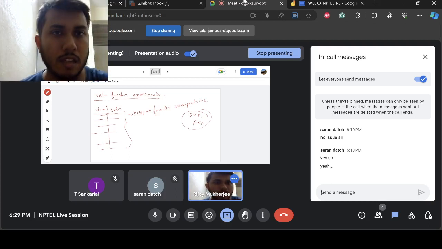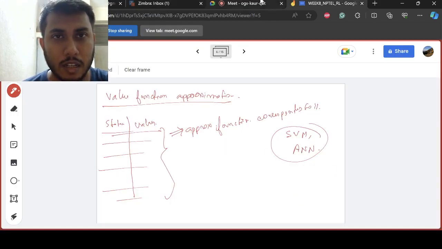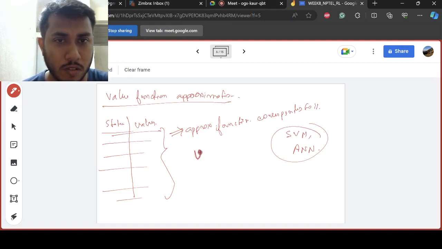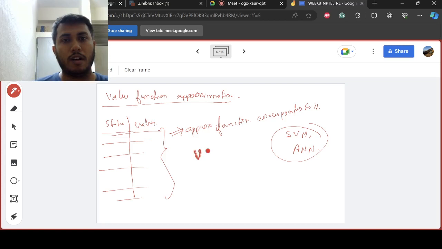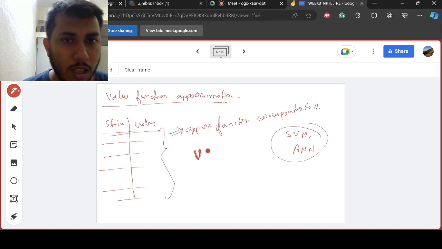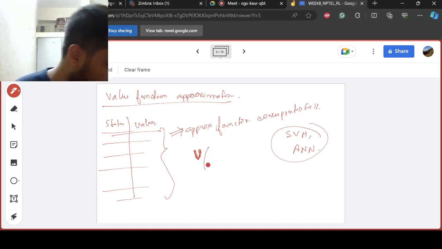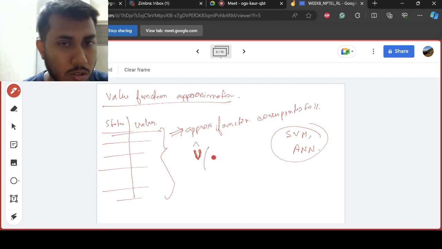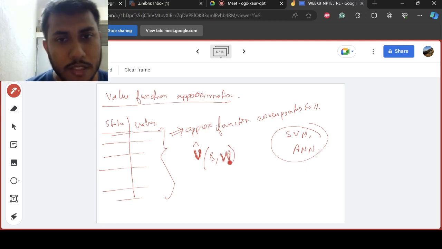So what I mean to say is that if this is your v vector for a particular problem, you want to find an approximation of this v vector, and it is generally given by this. You are at a state s and you have a parameter or weight w corresponding to it. This is typically how it is done.